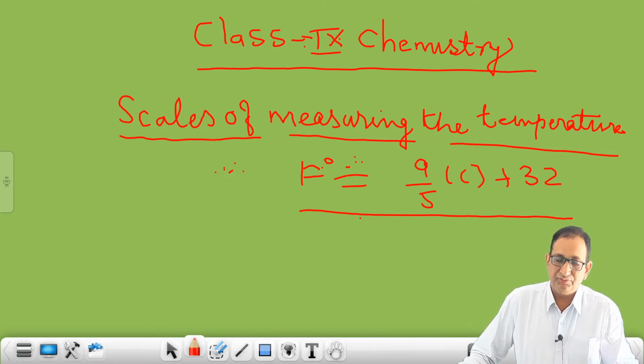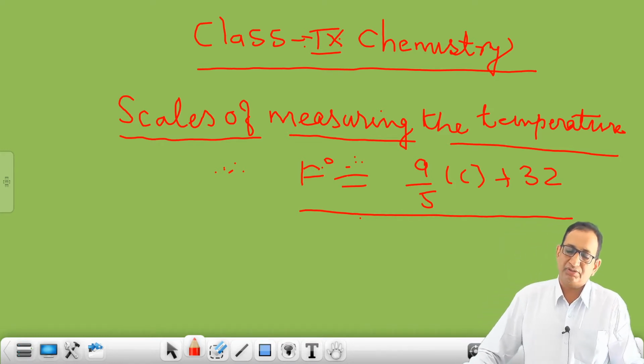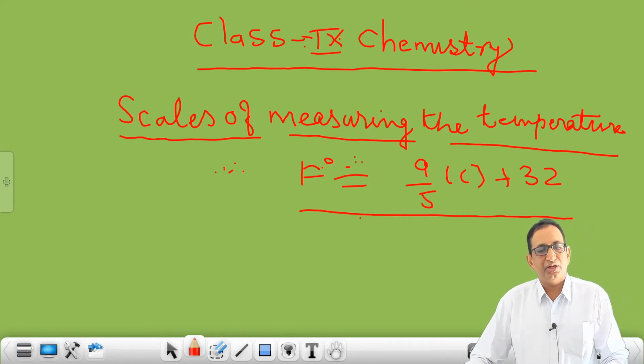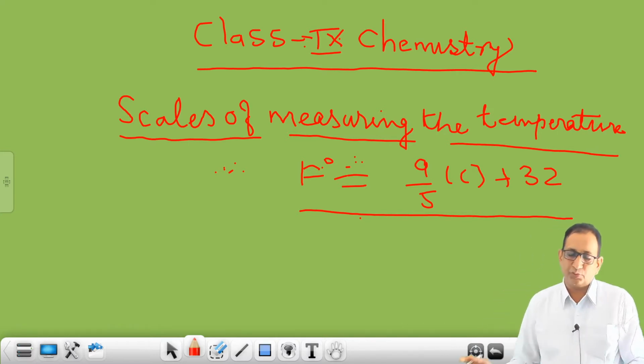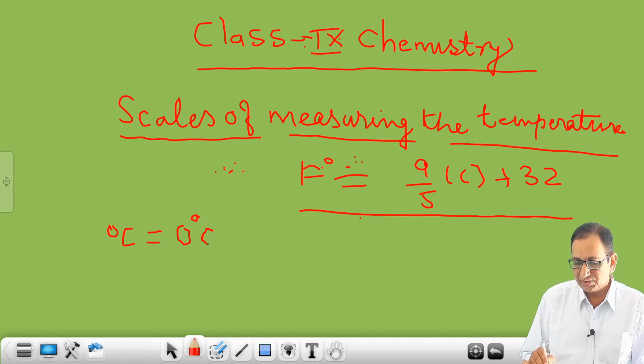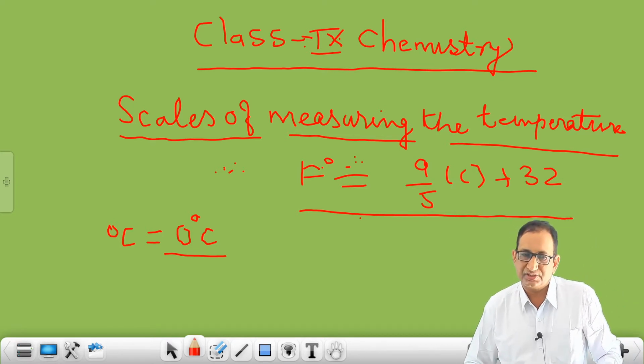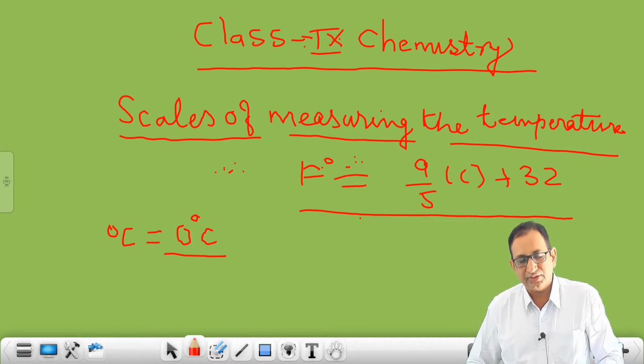Students, today we will have some examples, and with the help of examples you can convert the temperature that is asked into the desired scale. Suppose that your temperature is given in Celsius, and it is 0 degree Celsius. We know that water freezes at 0 degree Celsius, and we want to know at what Fahrenheit temperature water freezes.